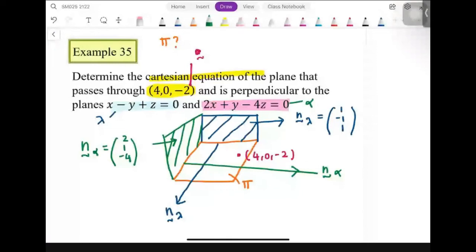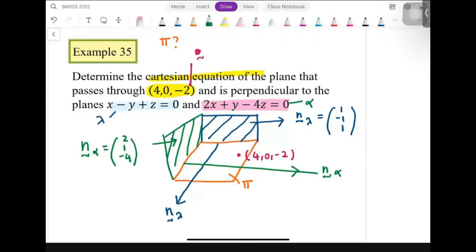Okay. So this is the situation of this question. Dia bagi satu plane pi. Yang orange saya lukis tu, itu yang kita nak cari equation. Atas plane pi ada satu titik. Okay. After that, plane pi dia perpendicular dengan plane lambda, yang color biru saya lukis tu. Kita dah nampak normal dia macam mana. And then perpendicular juga dengan plane yang color hijau tu, saya namakan sebagai alpha. Pun saya dah lukis.